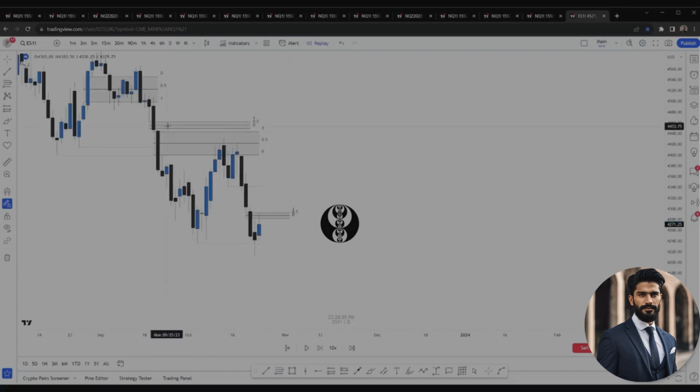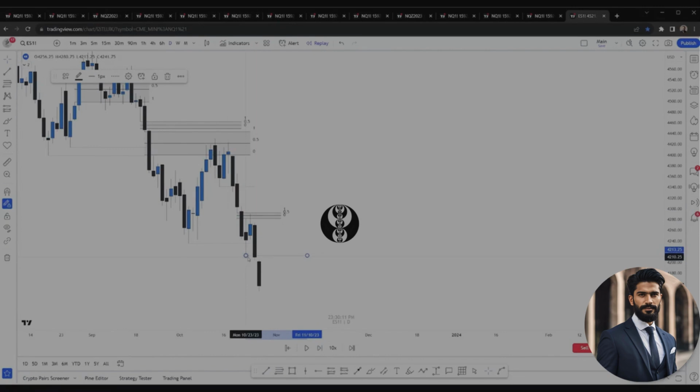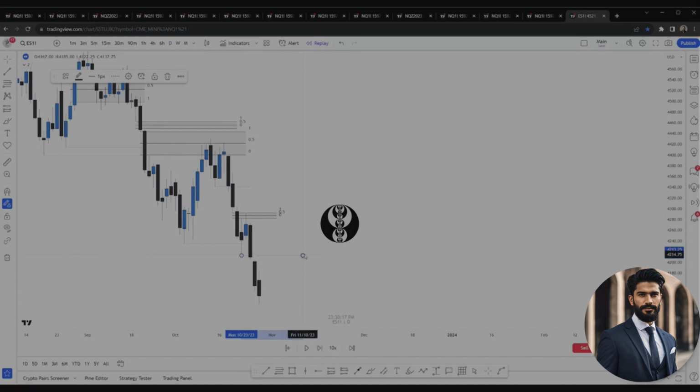We have failed to close above it. So what is that going to give us a target of? It's going to be this low right here, okay? So then what happens? The market trades straight to that low and displaces through it, right? So until we start inverting any fair value gaps on the bullish side, we are still going to be bearish.